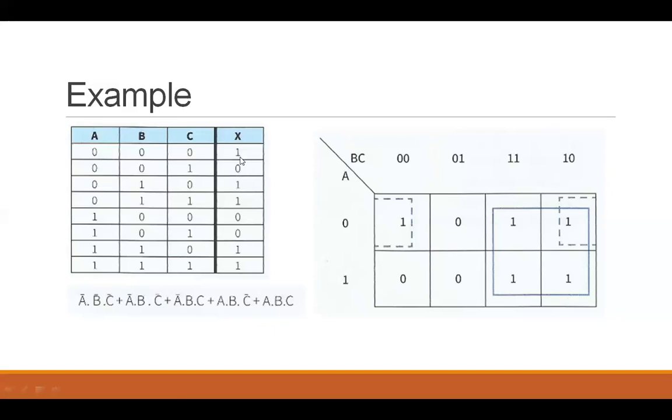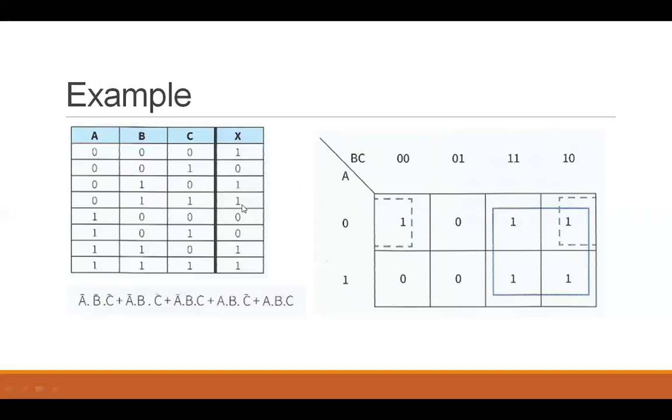This first one belongs to A inverse, B inverse, C. So I have to find A inverse, B inverse, C, which is my first cell on the upper row on the left. So I'm going to place a 1 there. Then I have this one in the third row of the truth table, that is A inverse, B, C inverse. So I'm going to find A inverse and then I have to find B, C inverse, which is this last cell of the upper row on the right.